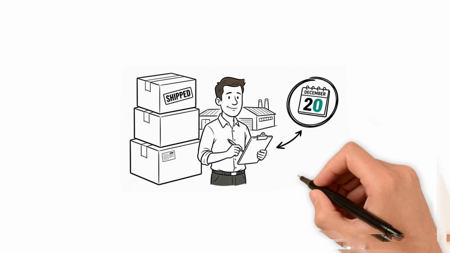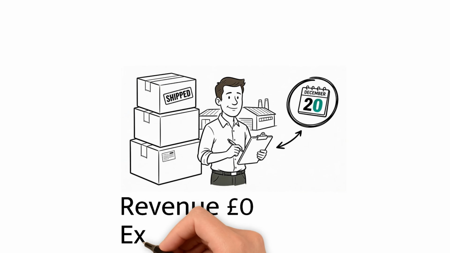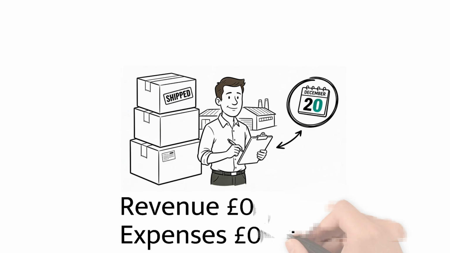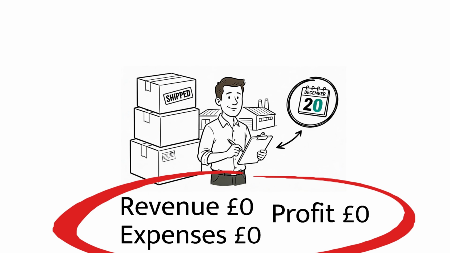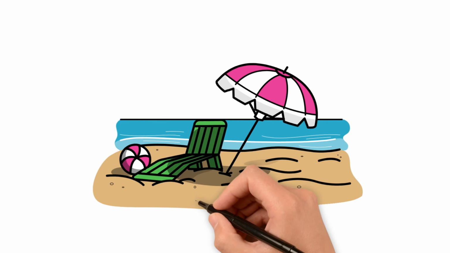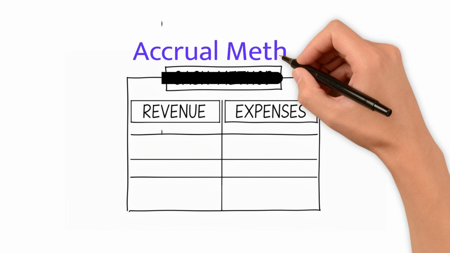Under the cash method, what happened? Well, no cash came in, no cash went out. According to your books, revenue was 0, expenses were 0, profit was 0. It looks like you spent the month on holiday. Now, let's look at it the pro way, with the accrual method.